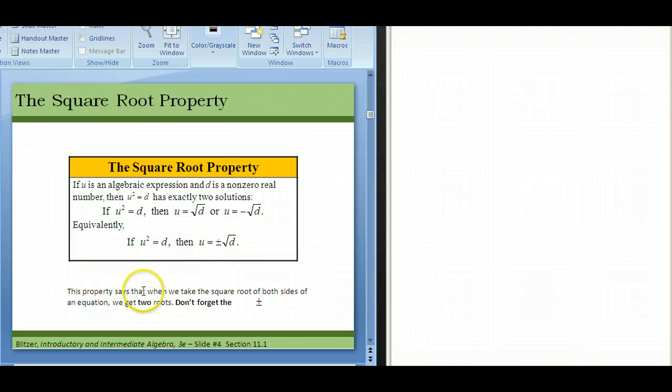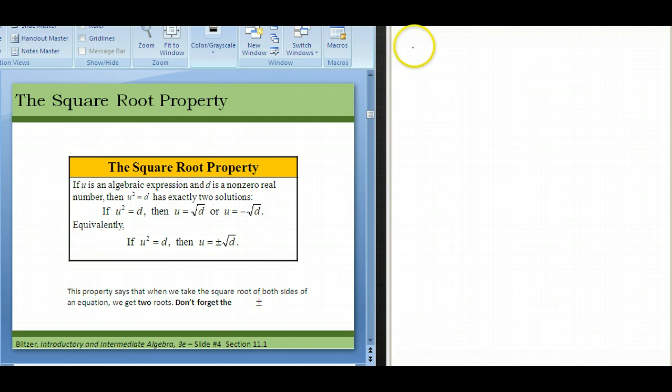Usually this property is stated as: when we take the square root of both sides, we get two roots. We get u equals plus or minus the square root of d, and don't forget the plus or minus. The plus or minus is produced whenever you are creating a square root. If just the regular square root of 4 is given, it's not asking for plus or minus, it's just asking for the principal or positive square root. Okay, so let's consider an example of this square root property.